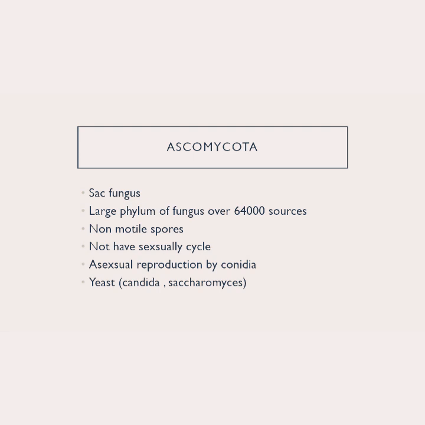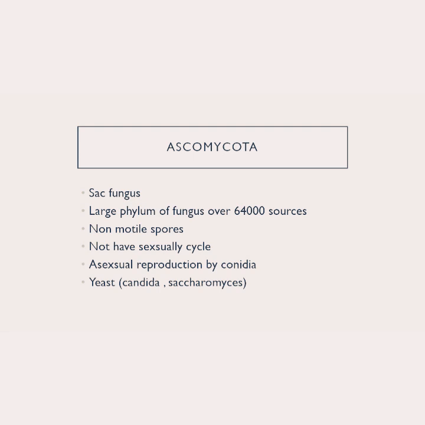Okay. Now next is non-motile spores. The spores which the Ascomycota contain are non-motile in nature. Okay. Next, not having a sexual cycle means it doesn't grow sexually. It grows asexually. Yeah, it means there is only need of one fungus. There is no need of a male fungus. Okay. Next, asexual reproduction by conidia. So there is the spore which is responsible for the reproduction, that is conidia.